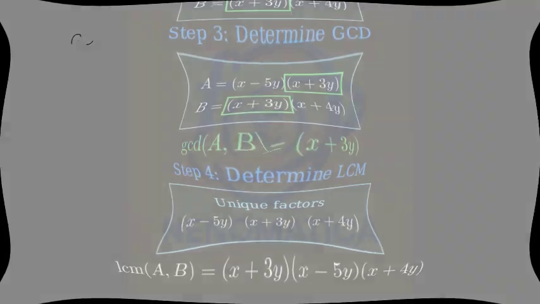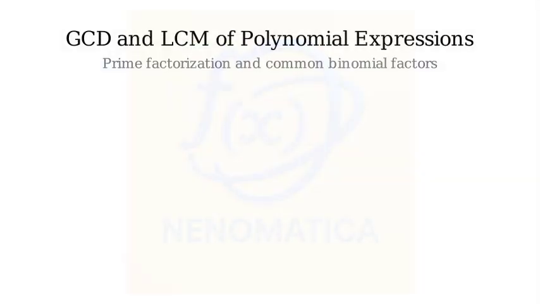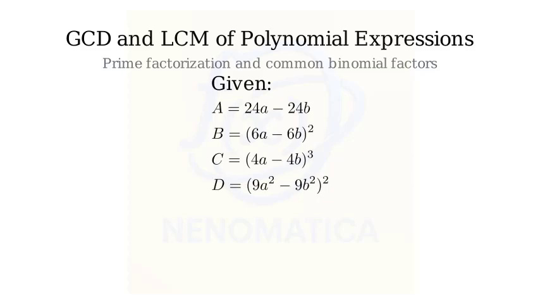Quick challenge. In this example, we will factor 4 algebraic expressions and then compute their greatest common divisor and least common multiple. Here are the given expressions for a, b, c, and d. Before factoring, recall a key rule for exponents. Same base multiplied means we add exponents. That is, a to the m times a to the n equals a to the m plus n.